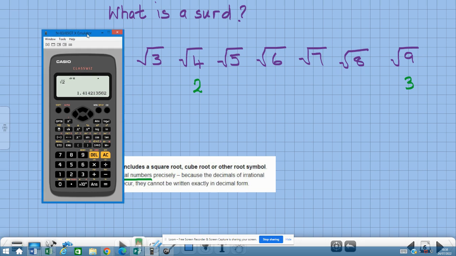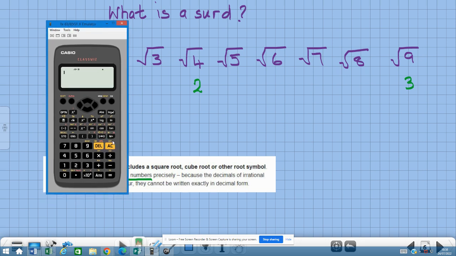Because any of these, if we try to put them into the calculator, so let's take root 7, we can go root 7, and if we press equals, then it is just going to give it to us in that form, root 7. If we want it in decimal, we have to ask it to change it to decimal using this button here, and then it will give it to us for the first 9 decimal places.